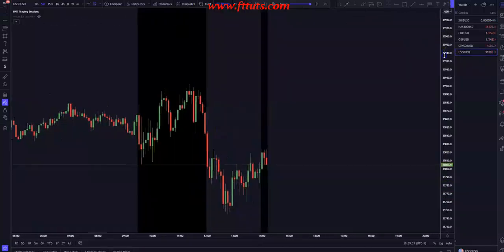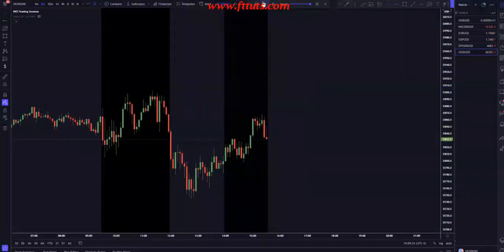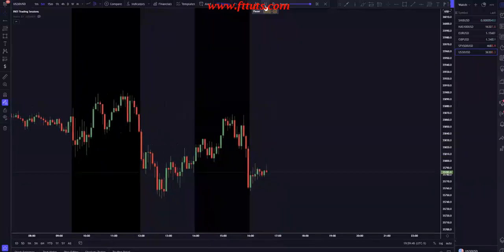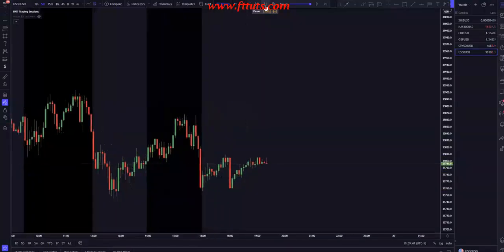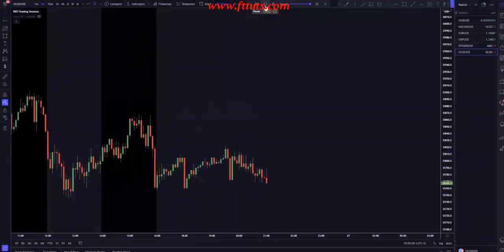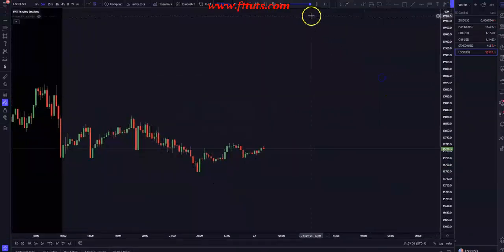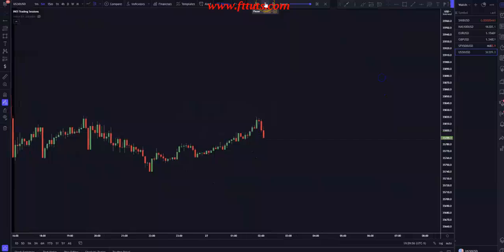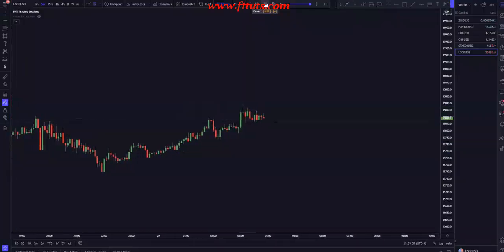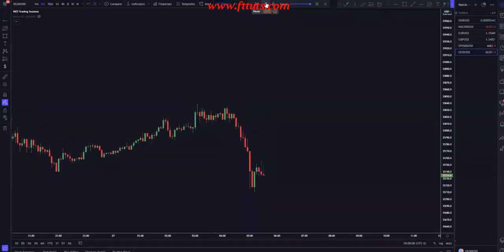See, when it comes to supply and demand, wicks cannot go through supply and demand zones. If they do, invalid. Now, when it comes to support and resistance, wicks can go through your support and resistance as long as the body of the candles doesn't close below or above support and resistance areas. We do not want wicks to go through our supply and demand zone. It's invalid. Erase it. Just that simple.